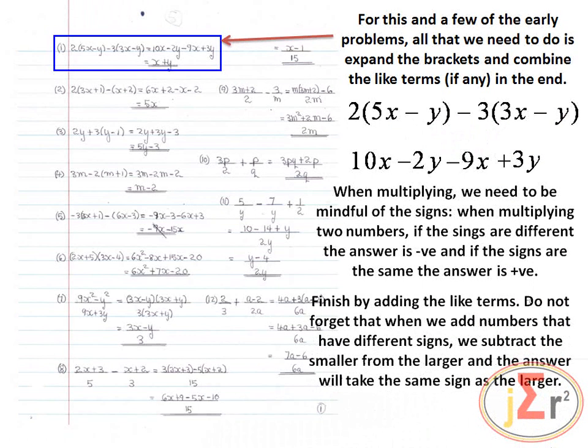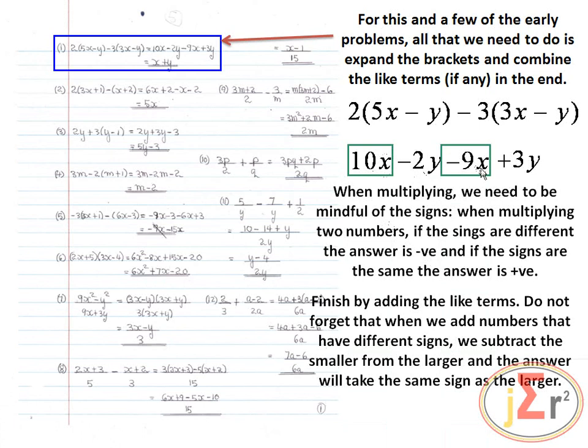Finish by adding the like terms. Do not forget that when we add numbers that have different signs, we subtract the smaller from the larger, and the answer will take the same sign as the larger. Like terms.